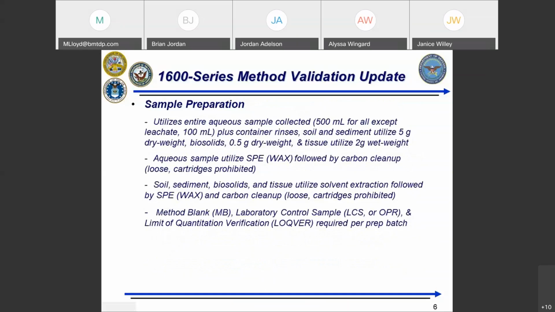For the study, aqueous samples are extracted using WAX solid phase extraction followed by carbon cleanup using loose carbon, not cartridges. This is because we found loose carbon does a much better job eliminating interferences. Soil, sediment, biosolids, and tissue are extracted using solvent extraction followed by cleanup using WAX solid phase cartridges and loose carbon. The study requires a method blank, laboratory control sample, and limit of quantitation verification sample be prepared with each preparation batch.